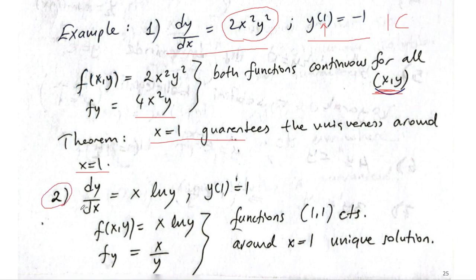Okay, and another example, dy dx equals x times ln y, and the initial condition is given, again, x equals 1, y equals 1. One more time, this is our function f, x times ln y, and if we take the derivative with respect to y, you get x divided by y. So if we pay attention here, for x equals 1, we don't have any problem with the continuity of both functions. As long as both of these functions are continuous, we have a unique solution for this initial condition, x equals 1.